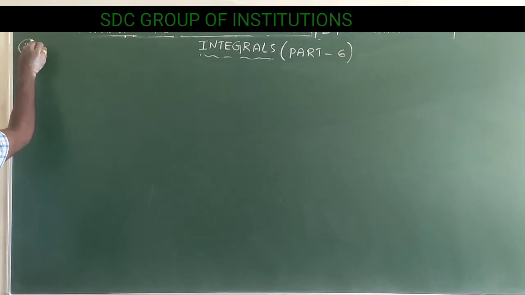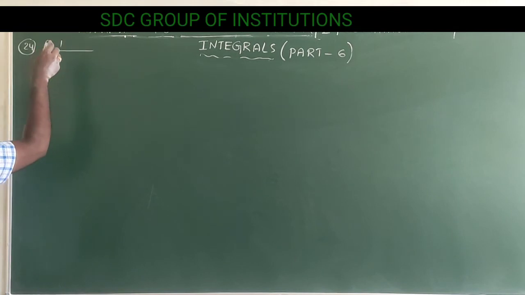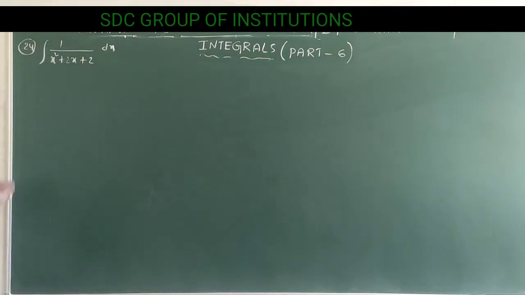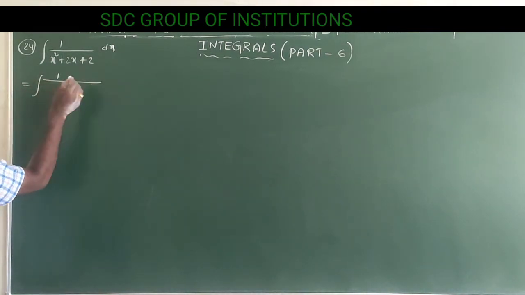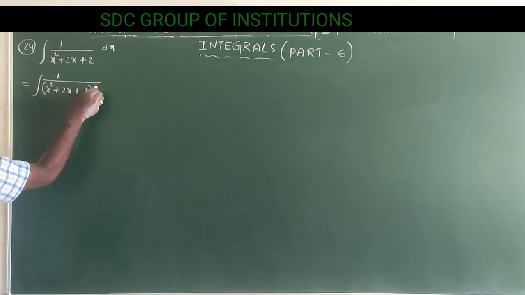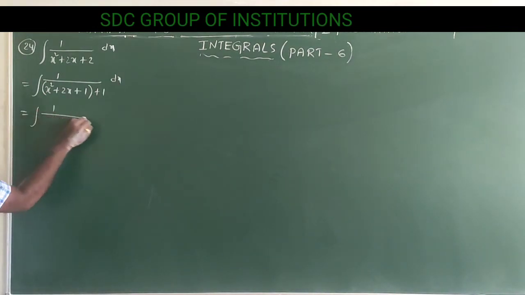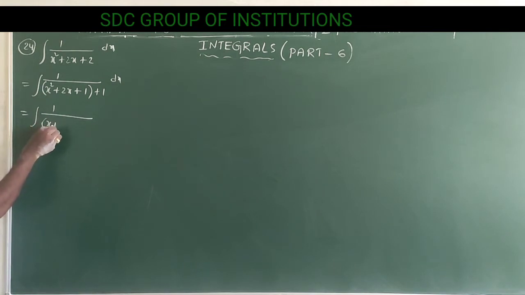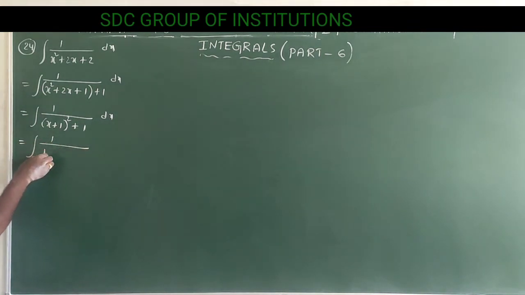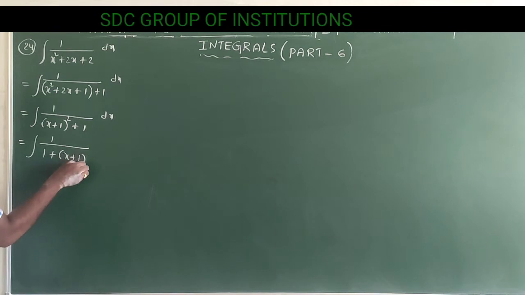24th question, integral 1 by x square plus 2x plus 2 dx, a simple question. It can be written as integral 1 by x square plus 2x. This 2 can be written as 1 plus 1. Now integral 1 by this can be written as x plus 1 whole square plus 1 dx. So we can write 1 by 1 plus x plus 1 whole square dx.